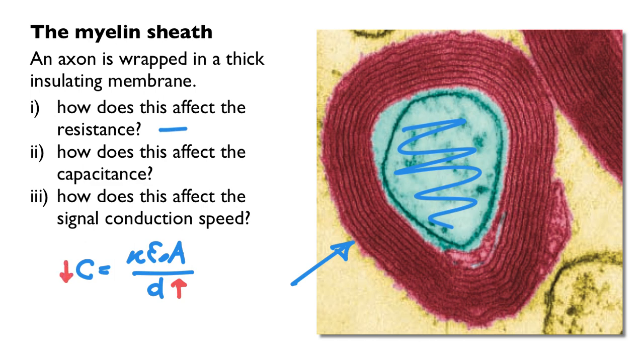Okay? So the net result is I'm going to take my time constant, R times C. It's going to go way down. And so the signal speed, which is L divided by tau, is going to go way up. So the myelin sheath will increase your signal speed, but not only will it increase the signal speed, what it will also do is increase efficiency.